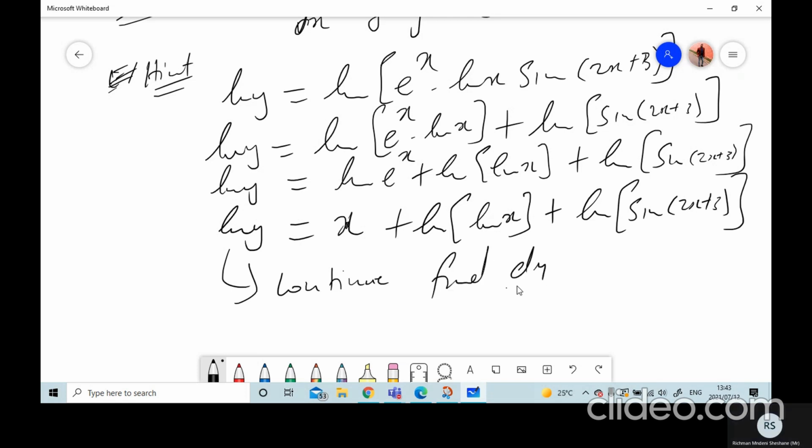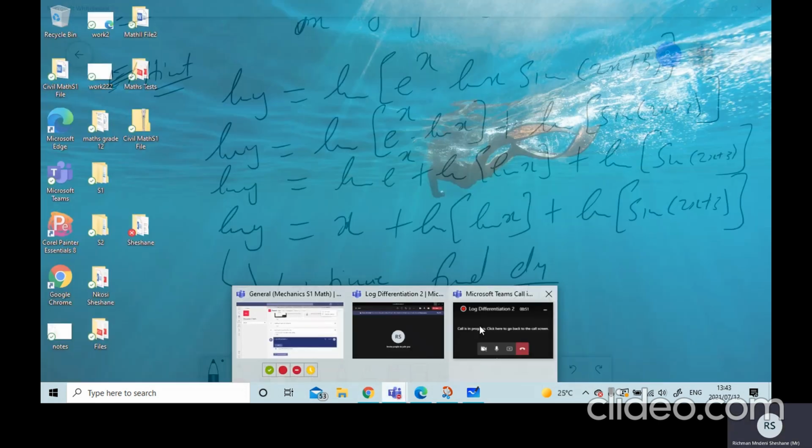Find dy dx. You should know how to differentiate this. Okay, thank you so much. And the next, it will be the last part of log differentiation where we have a function to the power of a function. Okay, thank you so much.